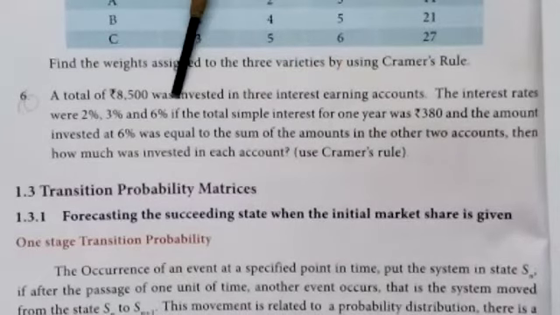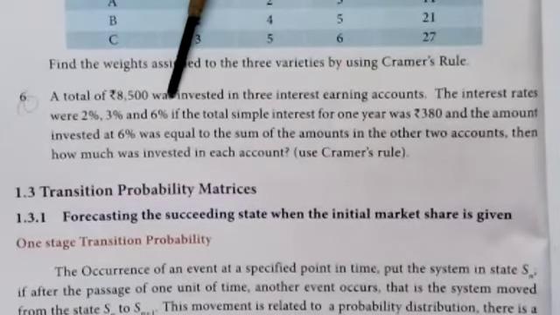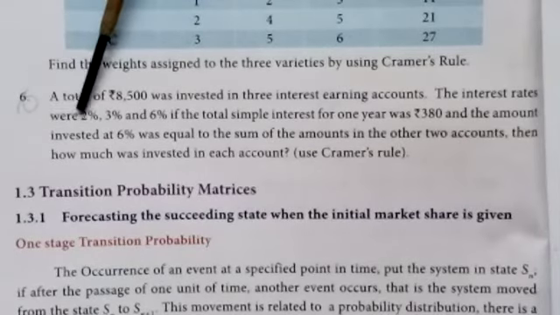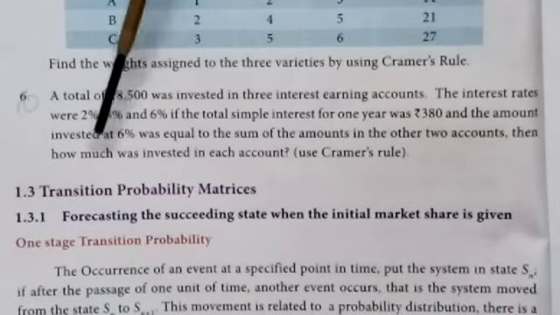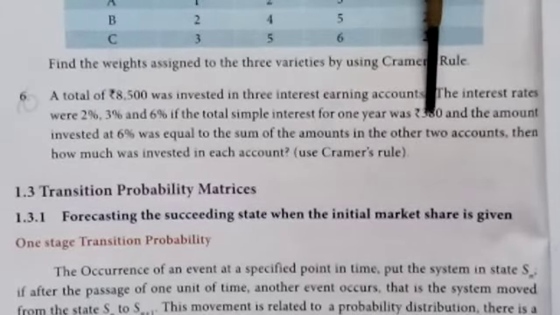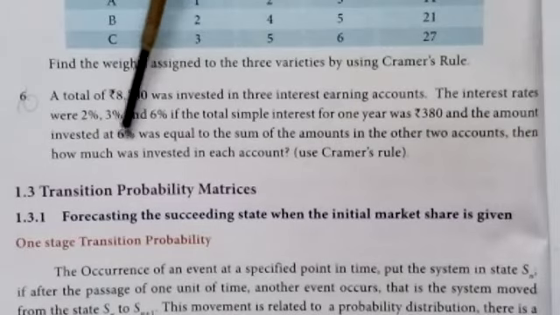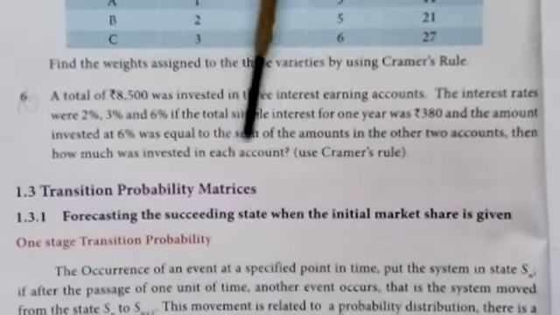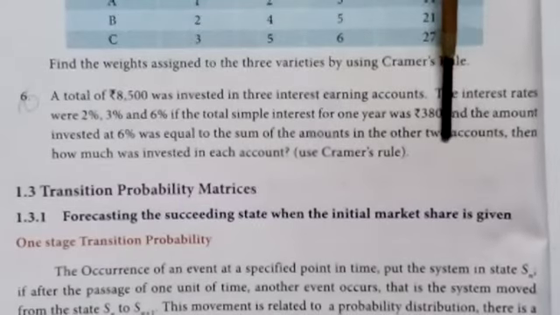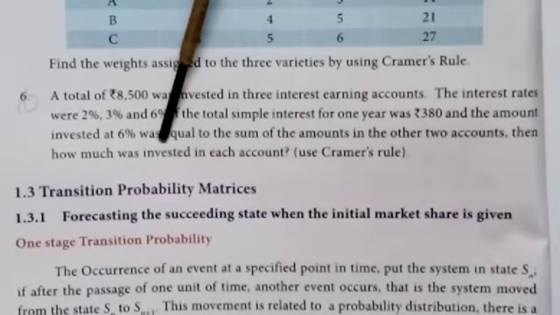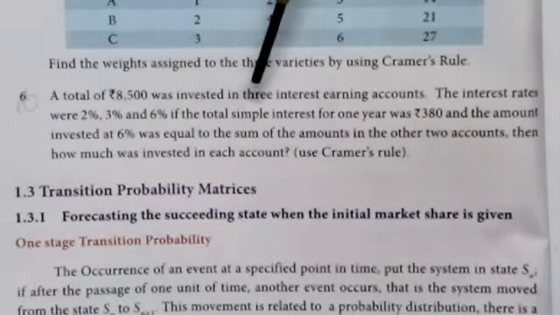So 3 accounts are given. Consider X, Y and Z be the 3 accounts, that is equal to 8500. And also given that 2% of X and 3% of Y and 6% of Z is equal to rupees 380. And the third condition, the 6% means Z was equal to the sum of the amounts in the other 2, which means Z is equal to X plus Y. So we get 3 linear equations and solve them using Cramer's rule.